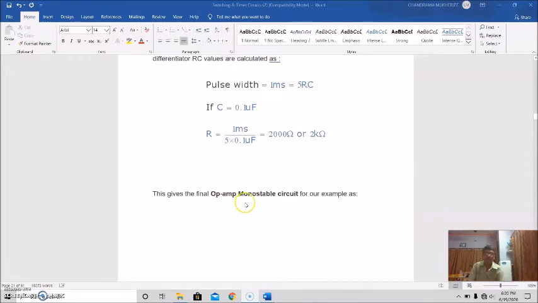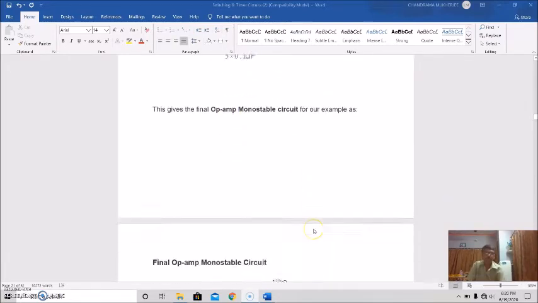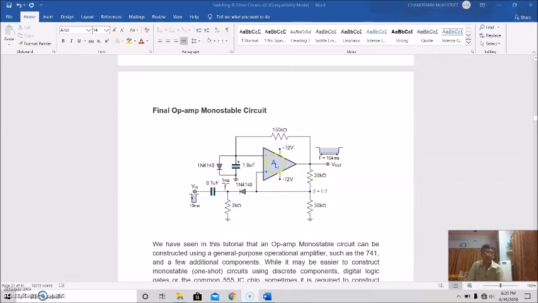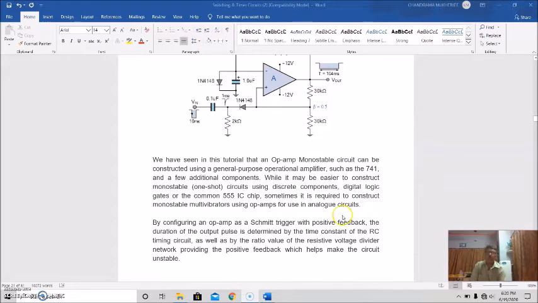So this gives the final op-amp monostable circuit for the example like this. We have only put the values of R1, R2, R, and C, and then the RC differentiator circuit. This is C, this is R, and this is the diode D1, this is D2. This is plus VCC, this is minus VCC, and this is your 10 millisecond input pulse, and this will give you the pulse output or delayed pulse. And that completes the monostable multivibrator circuit using op-amp.